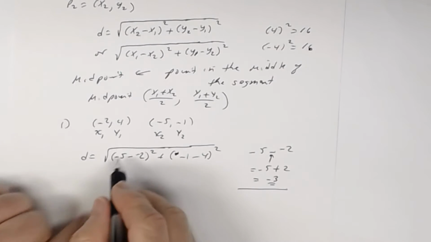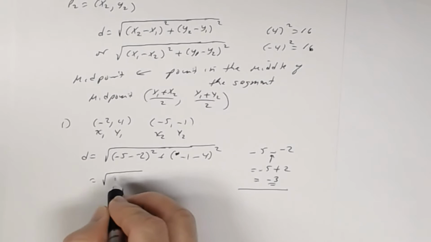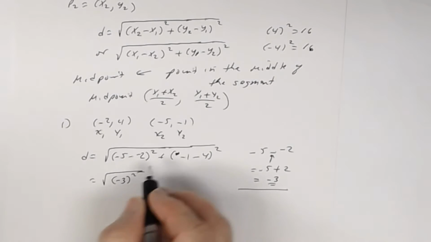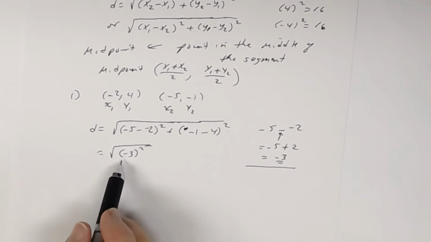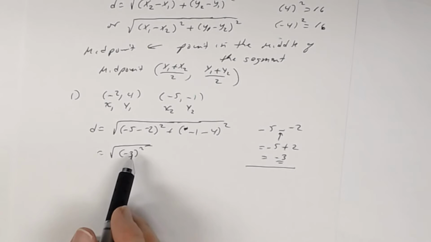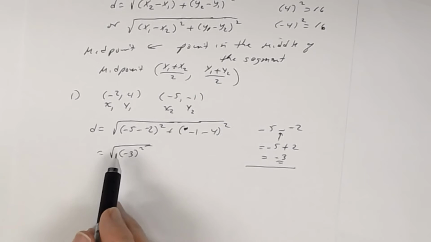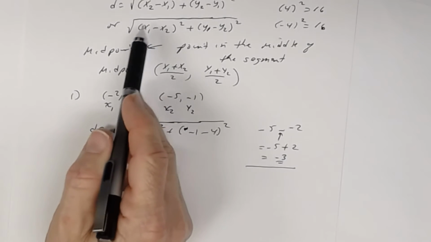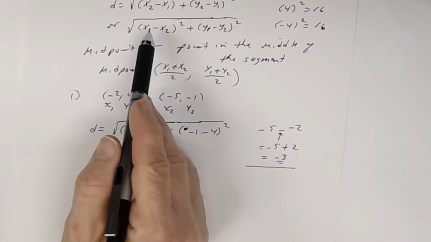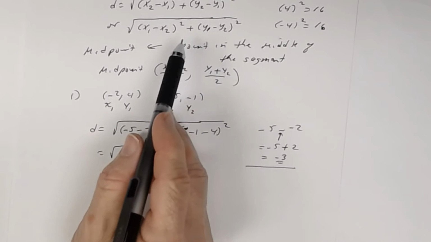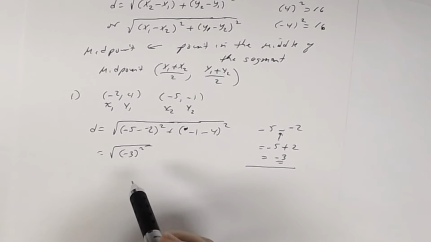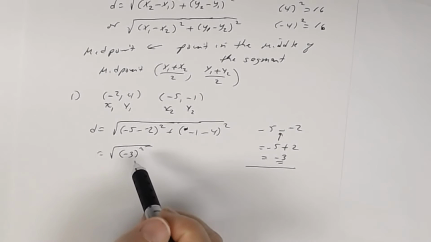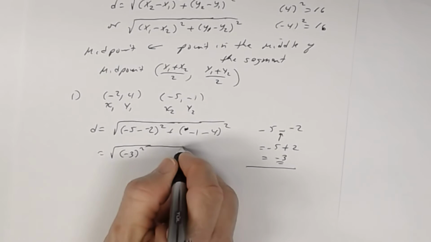Okay, so that becomes -3 in parentheses. Make sure you put that in parentheses, because if you don't put parentheses, some of you are going to say -3 squared is a -9, and it's not, because -3 times itself is a +9. So whenever you're squaring this parentheses, regardless of whether it's x's or y's, it's never going to be negative, because a negative times itself is a positive. Always keep that in mind.